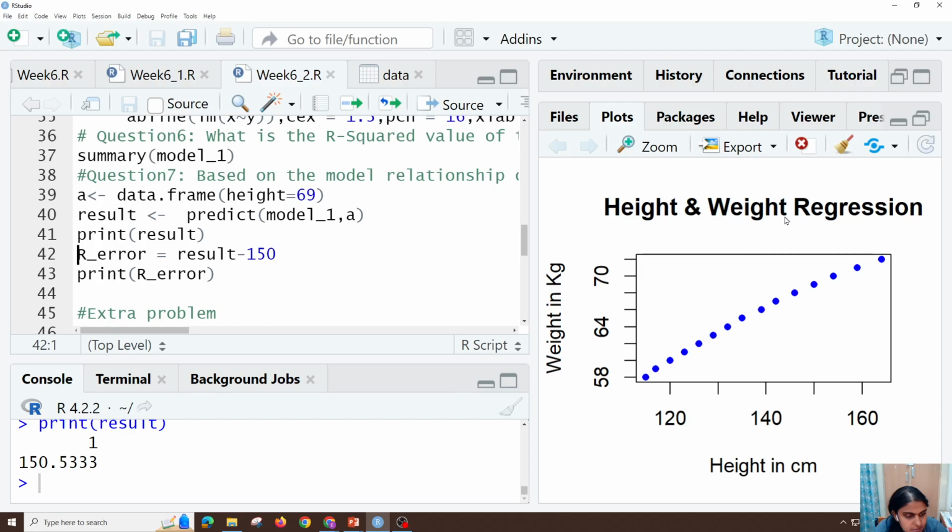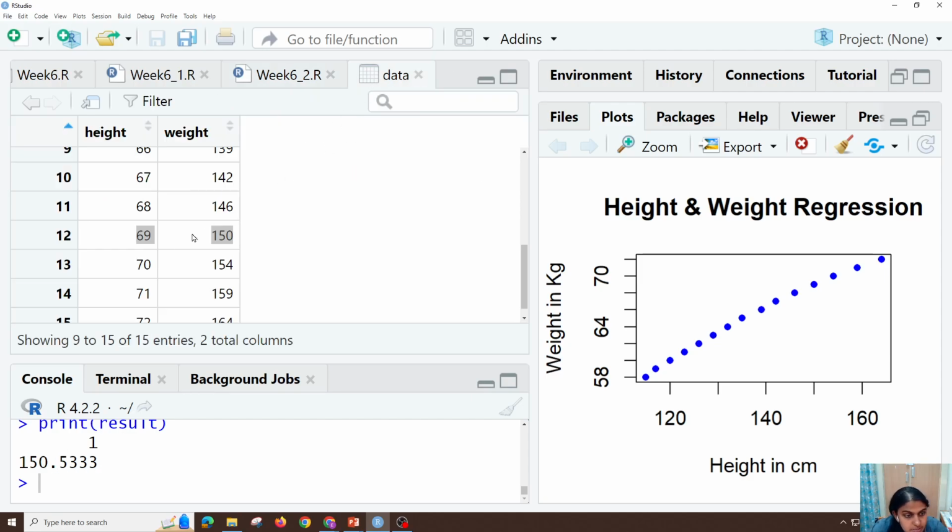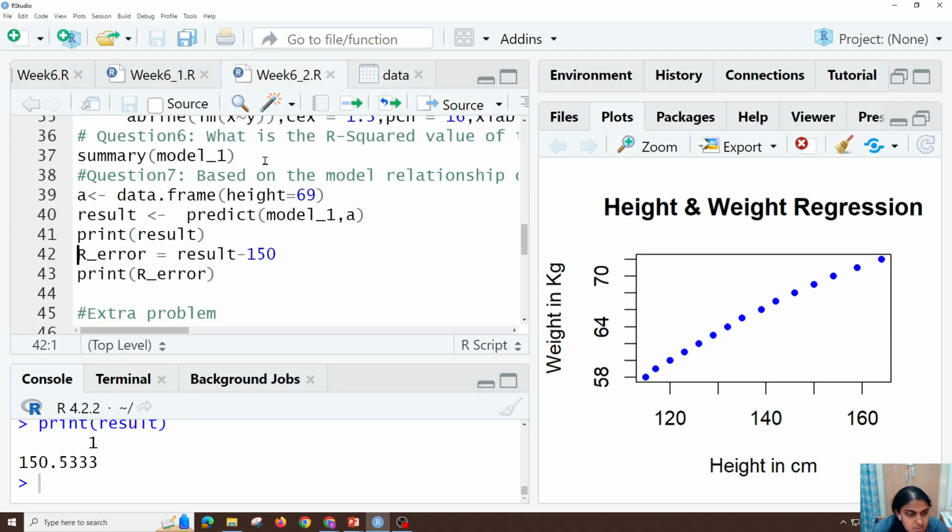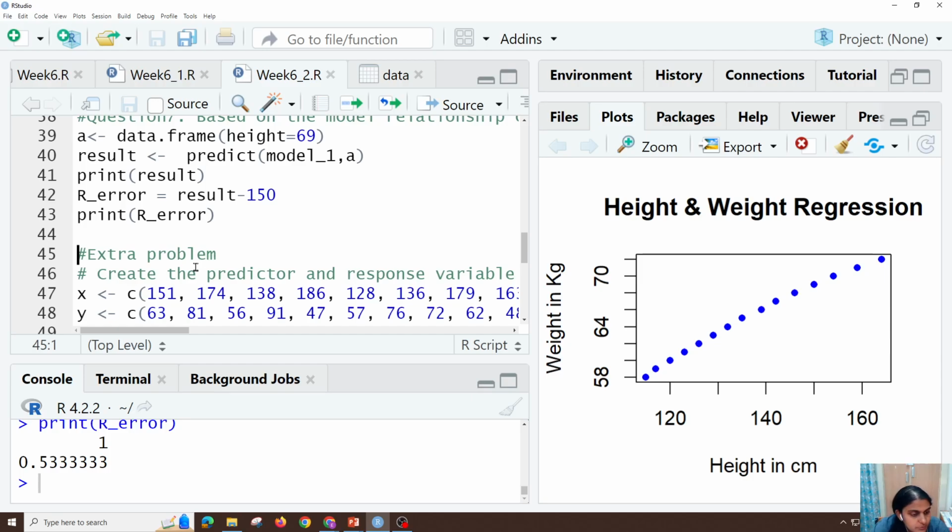So if I am printing the result, I am getting 150.5333. So you can see here it is close to 150, because in that data itself for 69 the answer was 150, and the model fitted with linear regression predicted it as 150.533. So it's closer, and if someone is asking you for the error, you can just do result minus 150 and the error can be printed as 0.533. So it's a very close model.